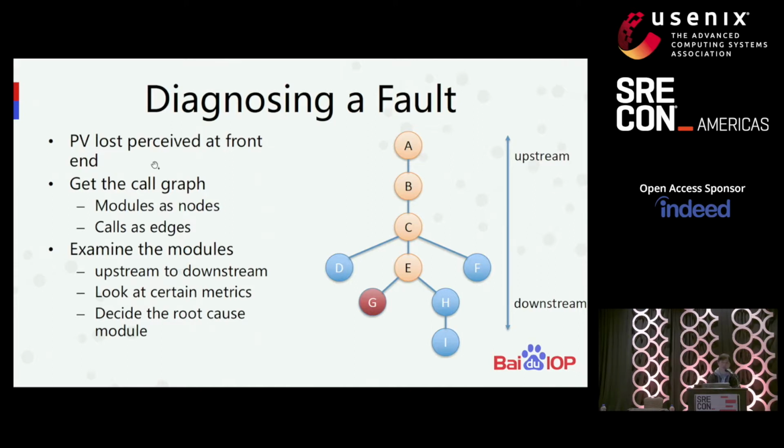They check B's status by examining a few metrics on it, and if B is regarded as abnormal, they move the suspicion to B, and so on. This procedure ends when a module cannot move the suspicion downward any further. For example, here G is the root cause module at the end because it does not have any directly dependent modules, so they mark G as the root cause module. Of course, if G is normal, then E becomes the root cause module because all the directly dependent modules of E are normal. This is the overall procedure of their diagnosis work.